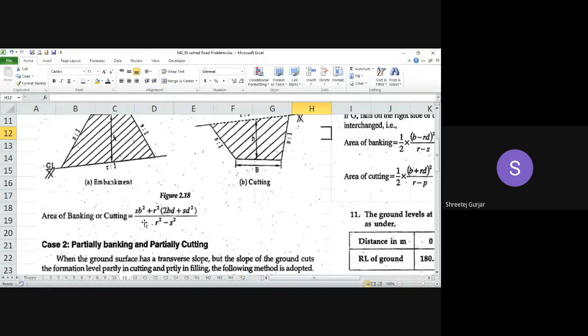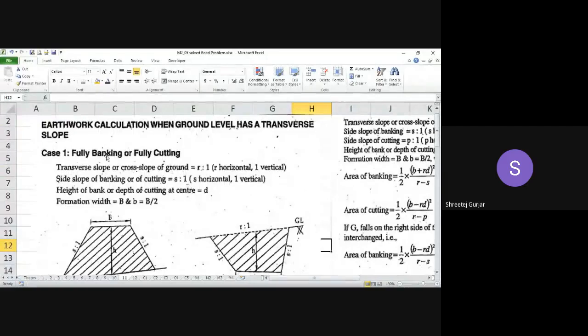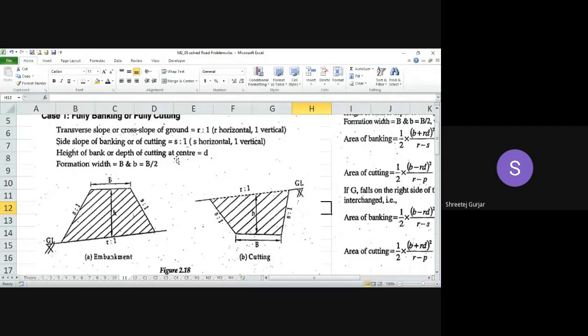And what is small d? Small d is the depth of your section, this depth which we have shown over here. So this is when you have fully banking or fully cutting. This is one condition, when you have a fully cutting or fully banking condition.